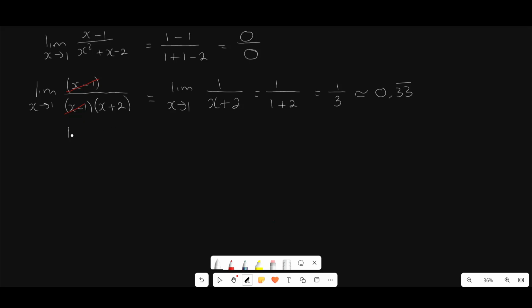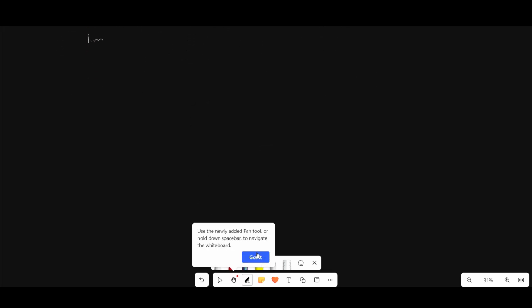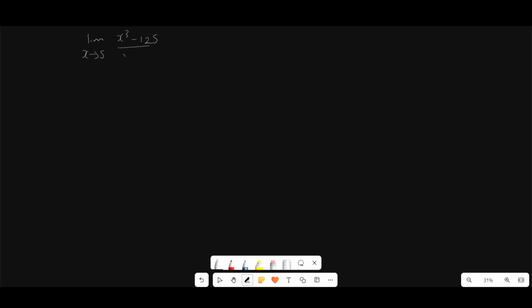Okay, let's say we got the limit as x approaches 5 of x cubed minus 125, all divided by x minus 5, right? So here, let's do the direct substitution first. Well, 5 cubed minus 125, all divided by 5 minus 5, right?